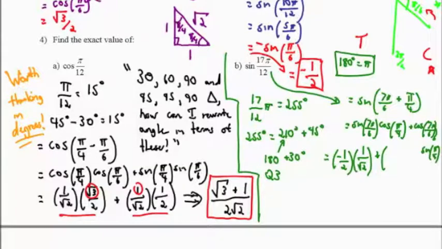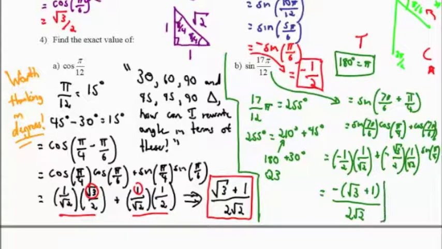Times the square root of 1 over 2, that's the cosine of pi over 4, plus, this one's again a bit trickier, the cosine of 7 pi over 6 is negative root 3 over 2, and the sine of pi over 4 is 1 over root 2. So, sorry for the messiness, there's a whole lot going on there, but when you reduce this, you end up with, this is kind of cool, I factor out a negative sign and I end up with the square root of 3 plus 1 divided by 2 root 2.